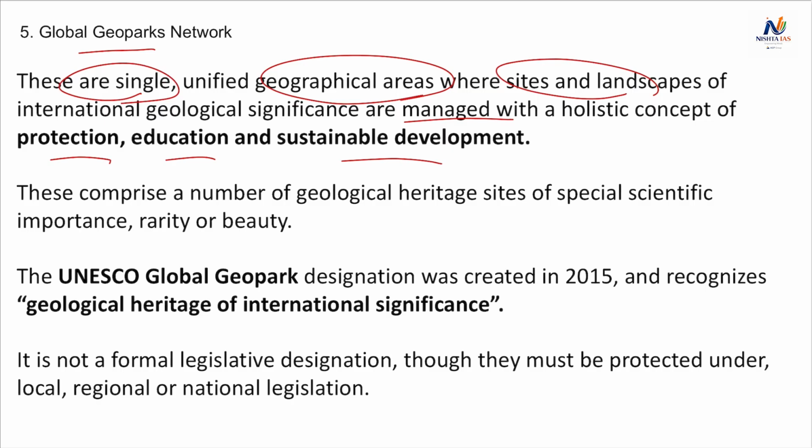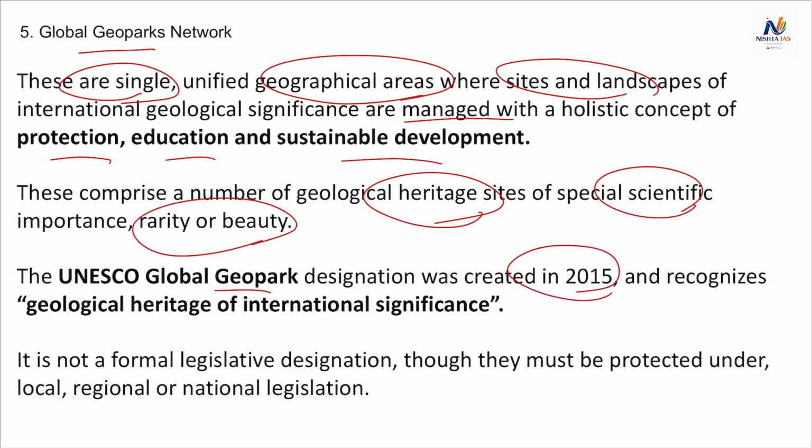What are these geographical networks? So these are the single unified geographical areas of high biodiversity and environmental importance. Then these comprise a number of geological heritage sites which have scientific importance, rarity and beauty. Then the UNESCO Global Geopark designation was created in 2015, and it recognizes the geological heritage of international significance.